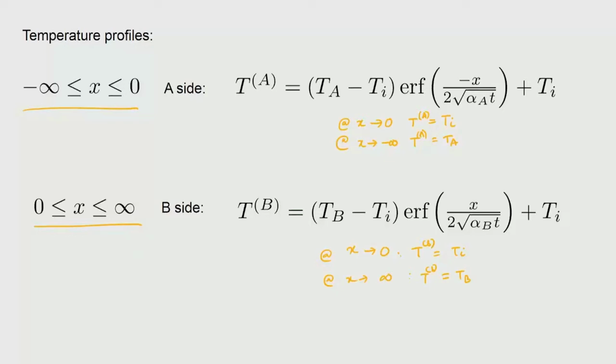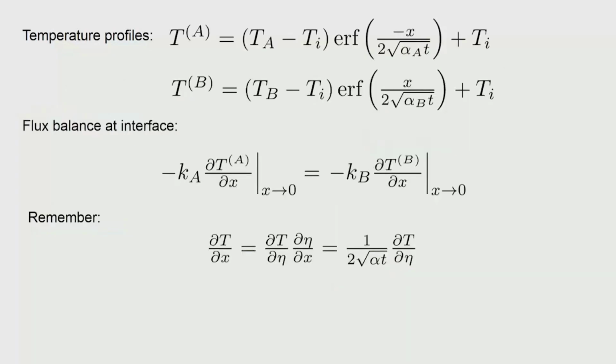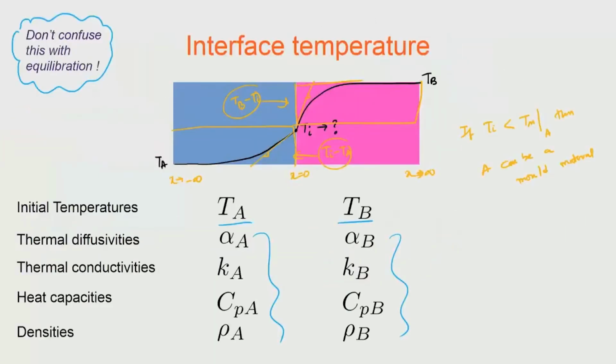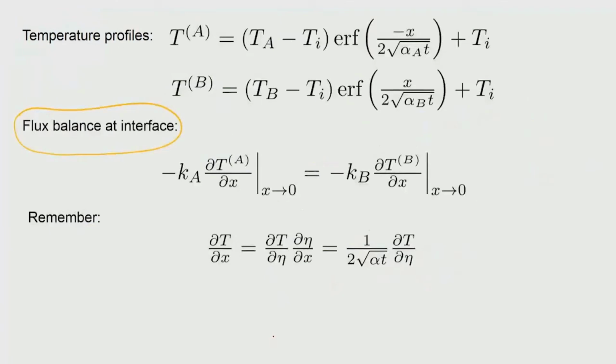So, we need a condition for Ti. The way we derive the condition is by saying that there is a flux balance at the interface. That is, whatever heat flux is coming from the B side onto the interface is then going away into the A side. So, there is no special thing happening at the interface, like for example, release of heat or absorption of heat. So, flux balance can then be applied there, and that is what we are trying to do here.